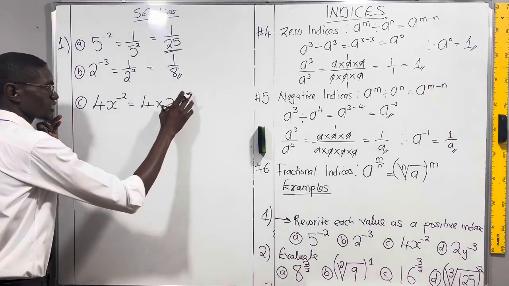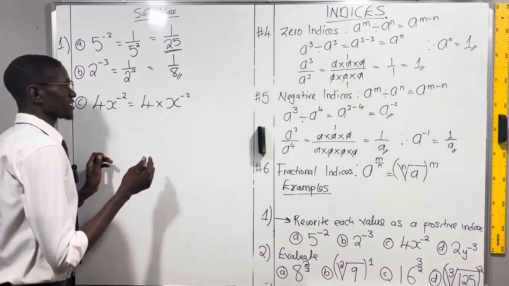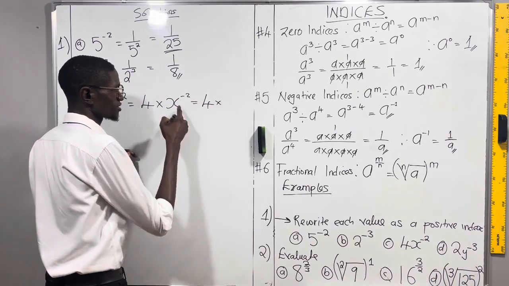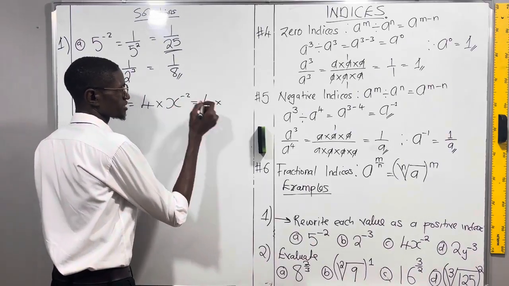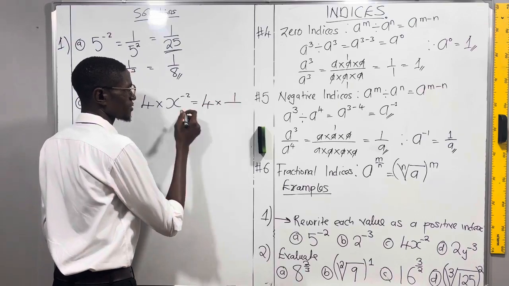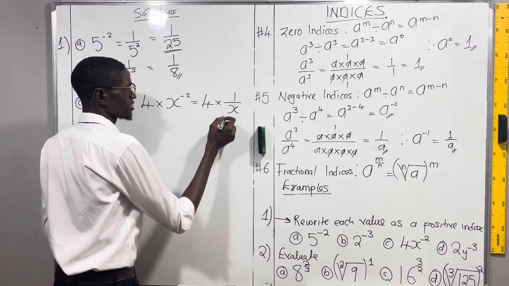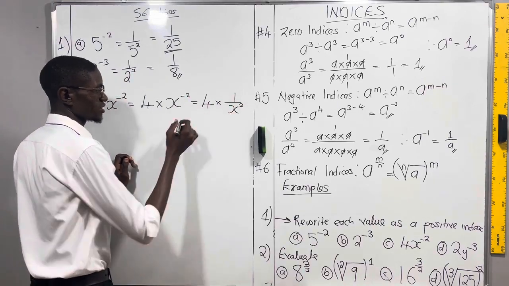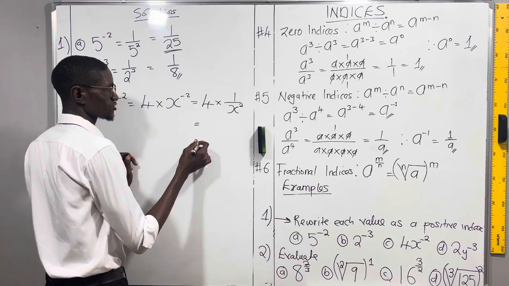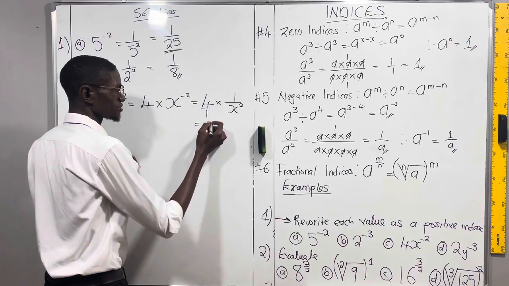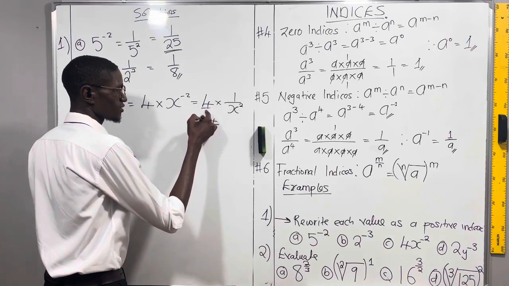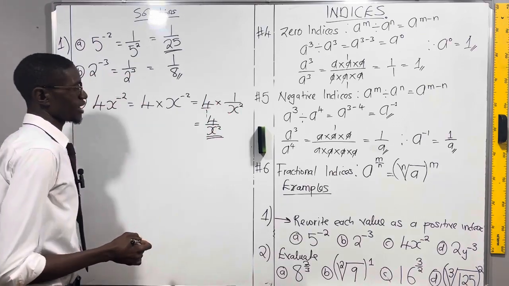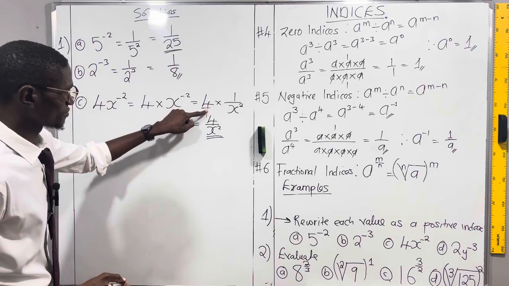And then we convert this one to a positive index, meaning it's going to be 4 times, that negative simply gives us 1 over, and then the base, which is the x, goes down there, and then the power drops down to the base. Okay, so meaning our final answer is 4 over 1 times x squared, which is 4 over x squared, and this will be our final answer.